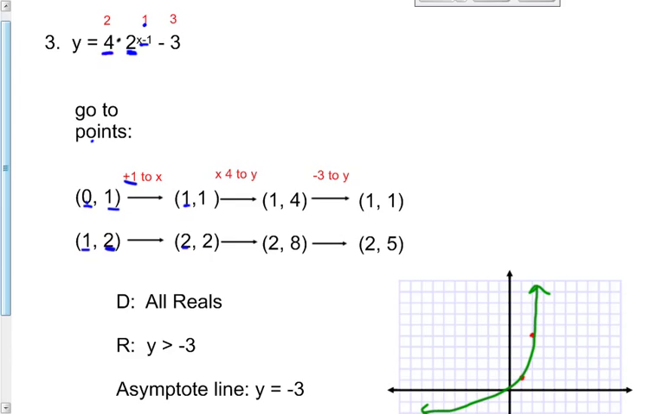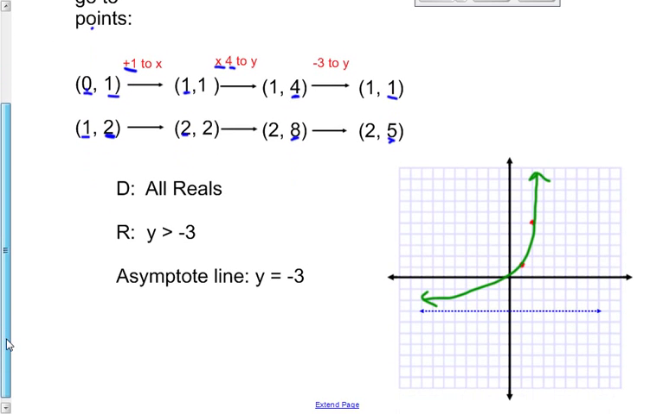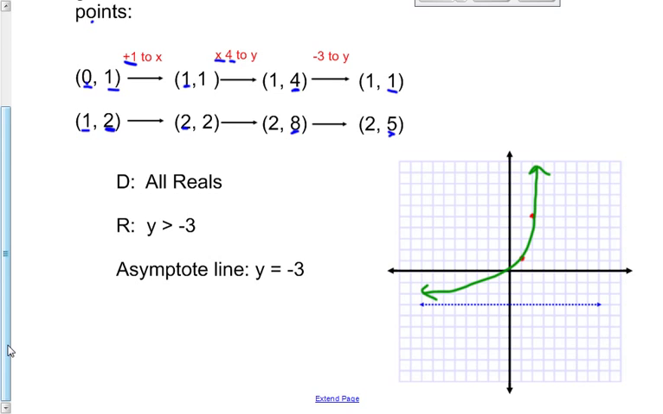Now move to the y value. I've got a stretch number, so the second thing I do is multiply the y value by that stretch number of 4. Multiply by 4. 1 times 4 is 4. 2 times 4 takes me to 8. And the last thing I do is look in the back and deal with my k value. It says minus 3. I subtract 3. 4 subtract 3 is 1. 8 subtract 3 is 5. And those are my final 2 go-to points. So we can go to our graph, plot the points (1, 1) and (2, 5).